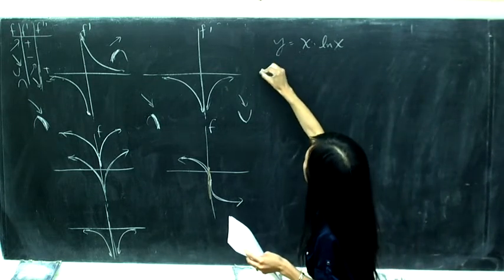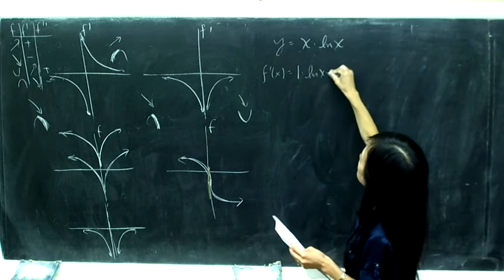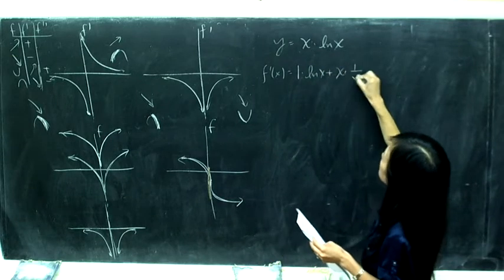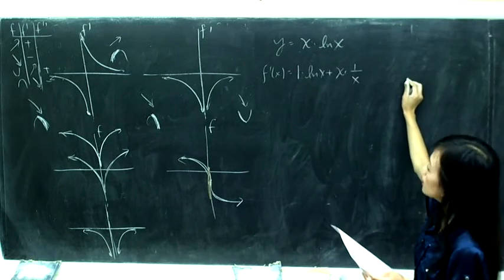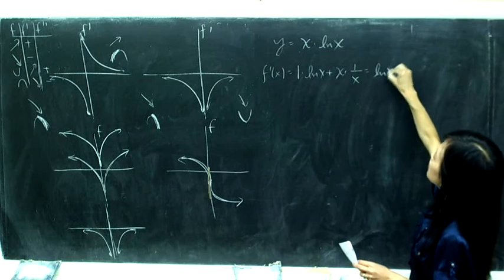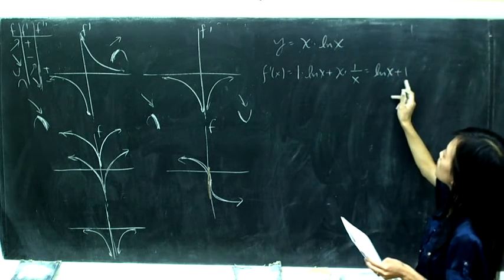So first derivative. Do the first one, keep the second one. Keep the first one, do the second one. And then I have this ln x plus 1, right? Okay, so I'm looking for when this is 0. What makes this 0?